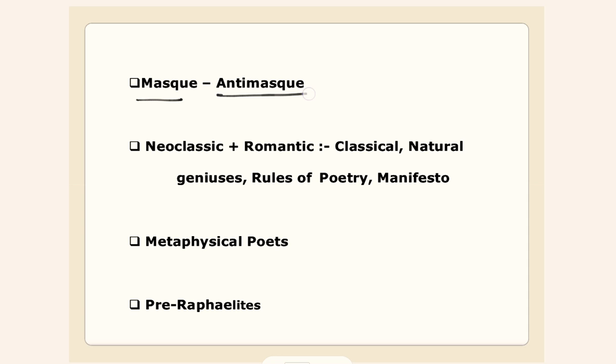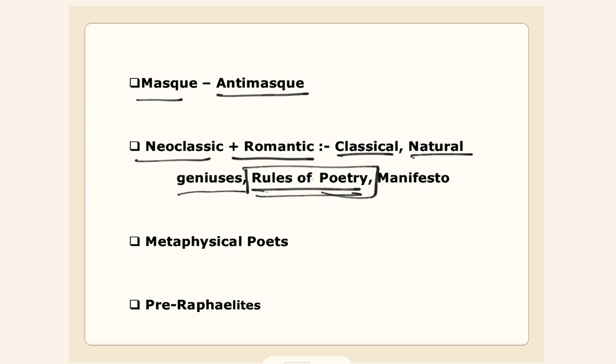Masque, anti-masque, neoclassic, and romantic. So let's see what are the terms. So classic, natural, genius, rules of poetry. This is very important. Here we have contrast between neoclassical and romantic poetry and manifesto. Okay. Next, metaphysical poets. So this is a very important concept. A group of poets of the 17th century, especially John Donne, the father of metaphysical poetry. So we will bring a separate video on this topic.